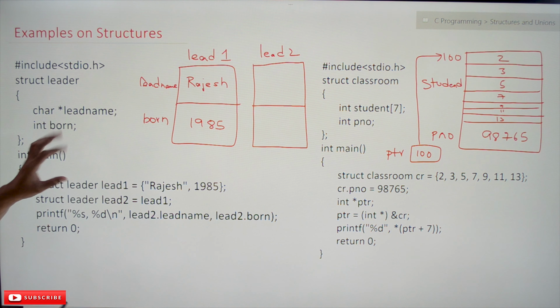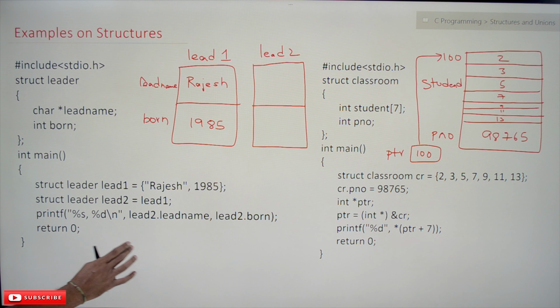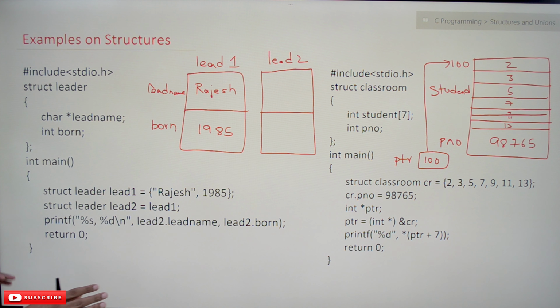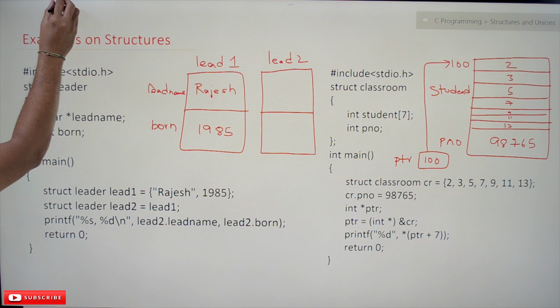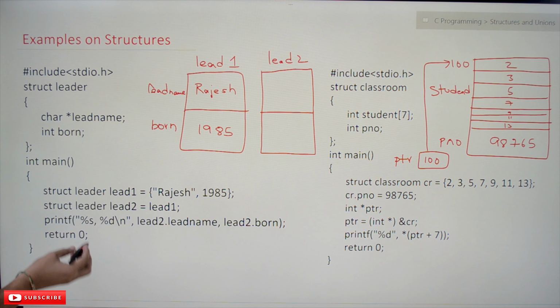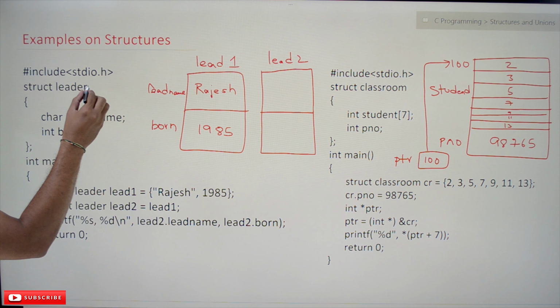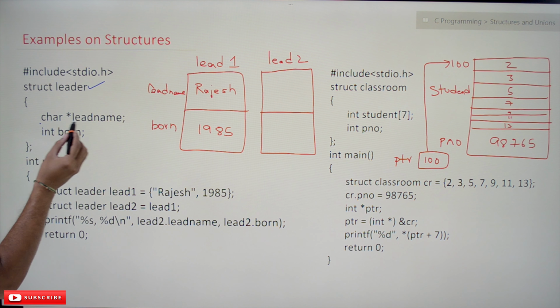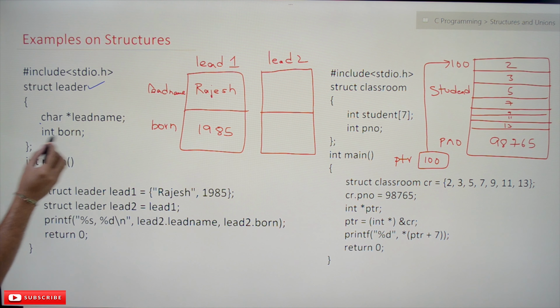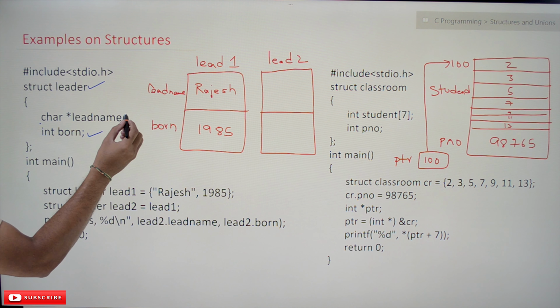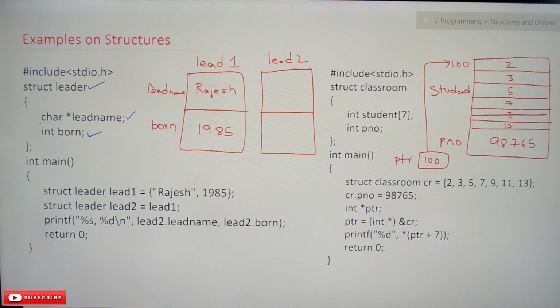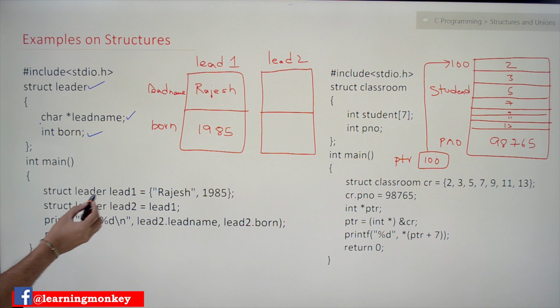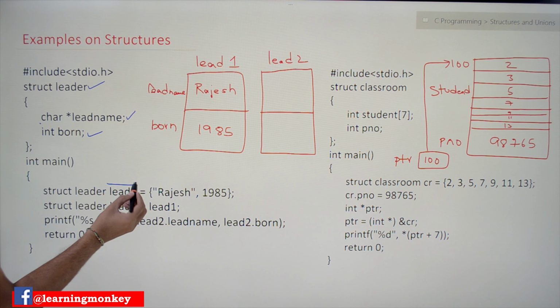Now coming to this example. These examples are very simple to understand. So let's try to understand them. Here a structure leader has been declared and it is having two members. One is a character pointer, and the next one is int born, an integer value. And here the variables for the leader have been declared.